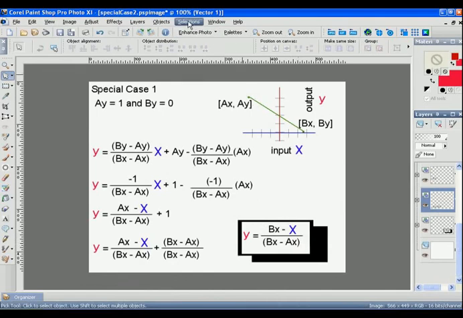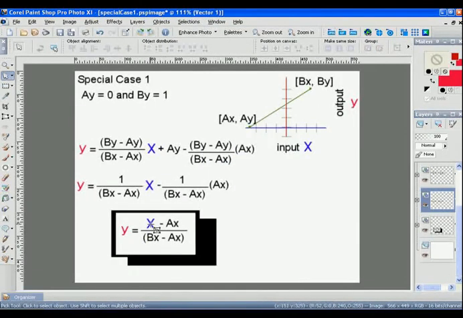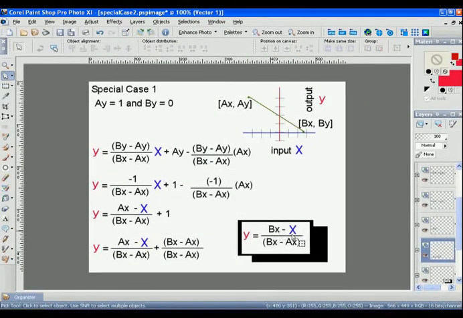It looks very, very similar to what we had before. You notice that the x minus AX part here is just reversed. We have BX minus x. So if you're going from a downward slope, you want to use this equation. If you have an upward slope, you want to use the previous equation.